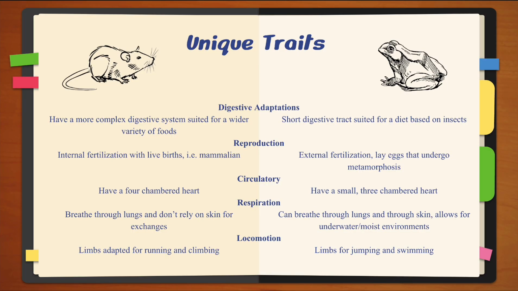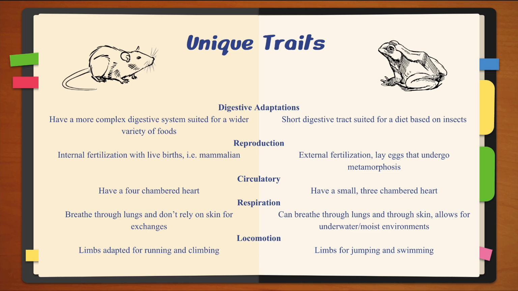In terms of the digestive system, rats have a more complex system suited for a wider variety of foods, whereas for frogs, it's shorter and suited for a diet based on insects. In terms of reproduction, rats use internal fertilization, where a male and a female reproduce and the female carries a child. For frogs, they practice external fertilization, where they lay eggs that will eventually turn into tadpoles and undergo metamorphosis. Their circulatory systems also differ in terms of the heart chambers. Rats have a 4-chambered heart, while frogs have a 3-chambered heart.